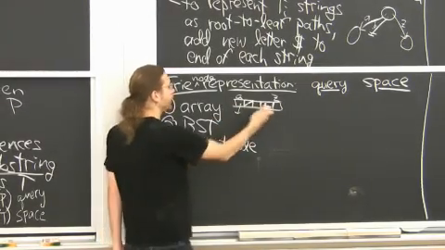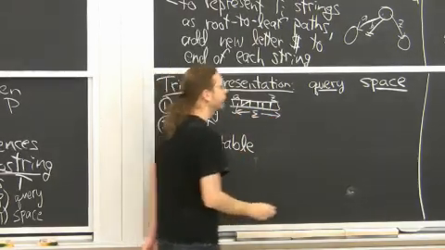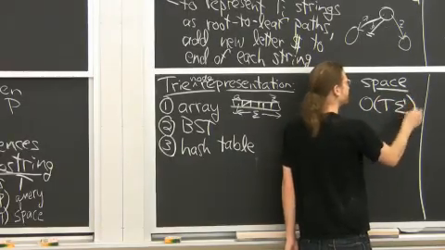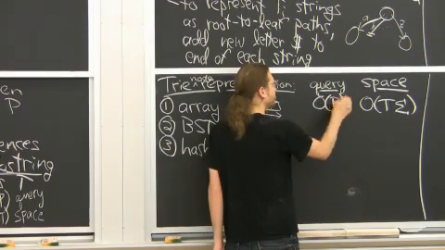Just this is sigma space per node. And so the amount of space is T sigma, which is not so great. But the query is fast. Query is order p time.